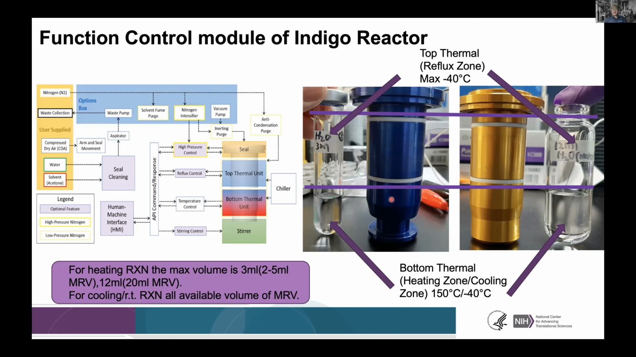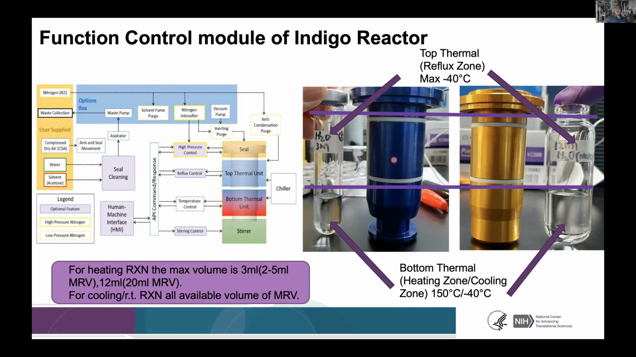And interestingly, we found in our reaction experiments that if you're running a heating reaction, we don't want to fill these vials too high, because it will interfere with the cooling effect here for the condensation. So for that reason, we set a lower volume for the reactor: 3 mL for the 2 to 5 mL MRV vial, and for the large one, we set up to 12 mL for the 20 mL MRV. That's for the heating. But for cooling, we don't have to worry about that because everything here will be cold. Even the reflux zone will be cold, so we can fill the vials to the max.